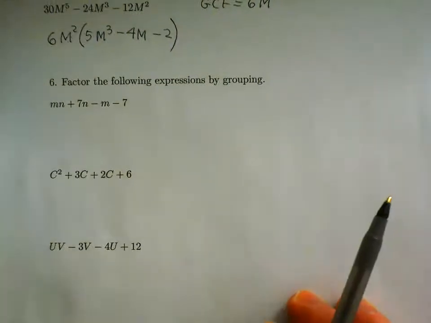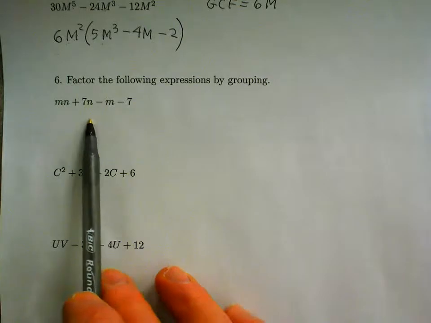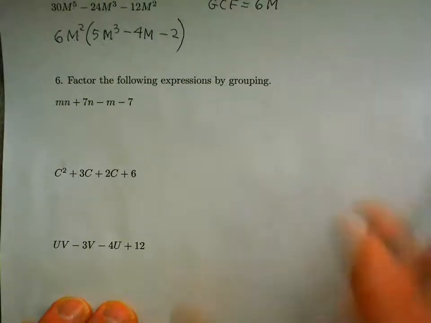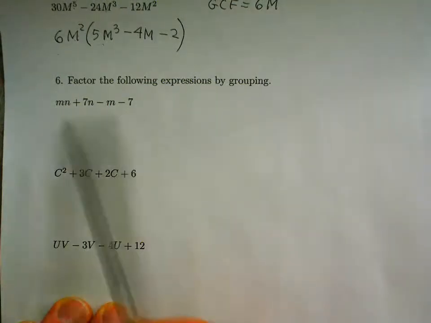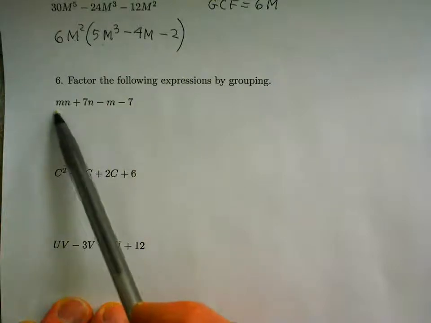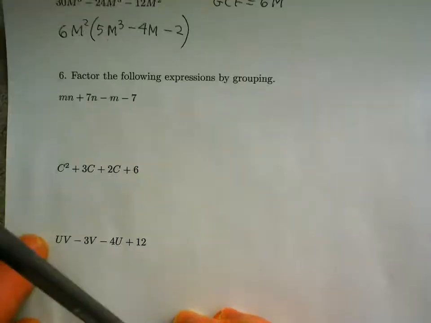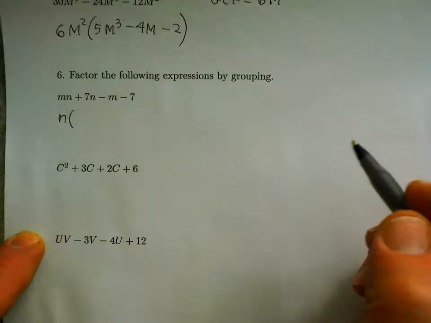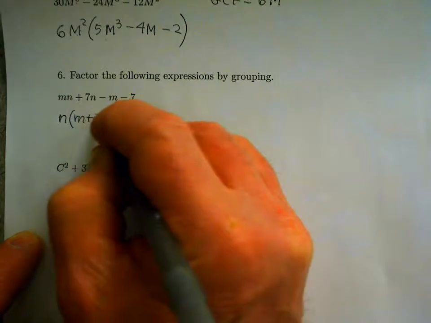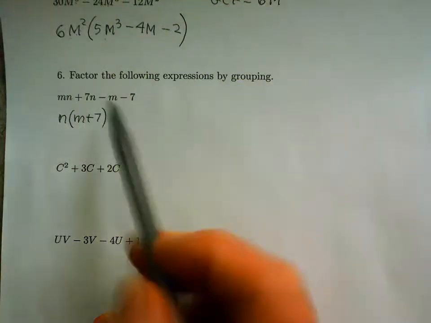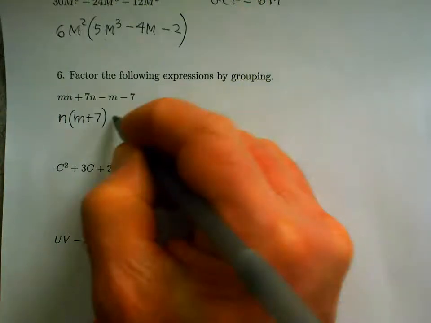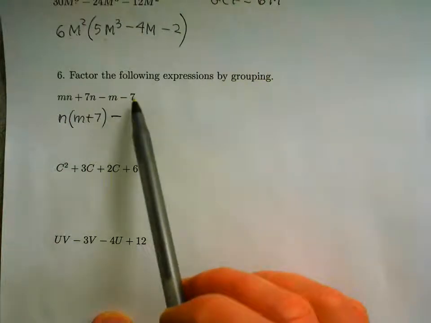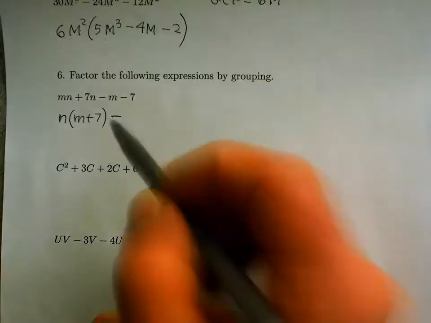Hey, we can start the next bunch. Here we're factoring by grouping again. We have a quadrinomial. And so out of the first 2 terms, mn plus 7n, the greatest common factor is n. So we factor n out of the first 2 terms, and we're left with m plus 7 inside the parentheses. The middle operator is subtraction, so we bring down subtraction. The greatest common factor of negative m and negative 7 is positive 1. So we're going to factor out negative 1.